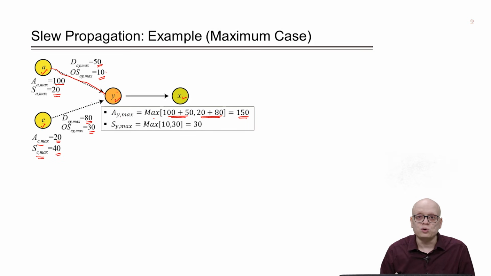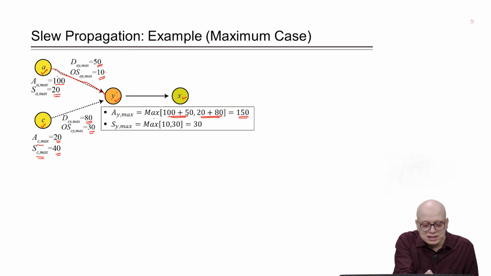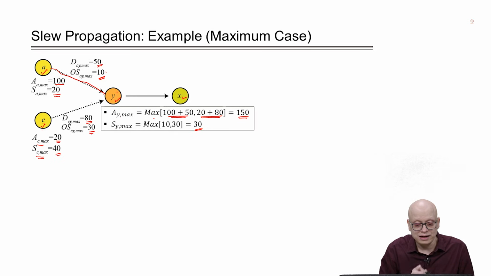Now, what about the slew? Now, for the edge A to y, the slew is 10 and for the edge C to y, the slew is 30. Now, out of 10 and 30, what is the maximum? The maximum is 30. So, we take the output slew as 30, right. So, this is what the slew will be propagated at the vertex y. Okay. Now, let us compute what will be the slew and the arrival time at the vertex x.